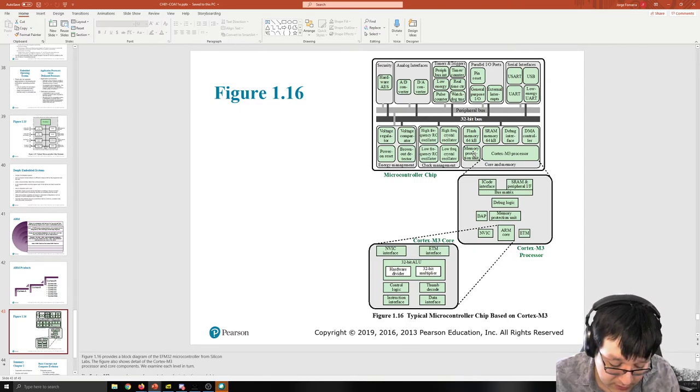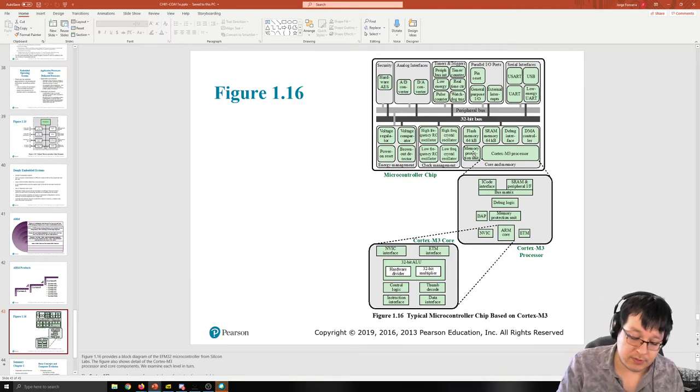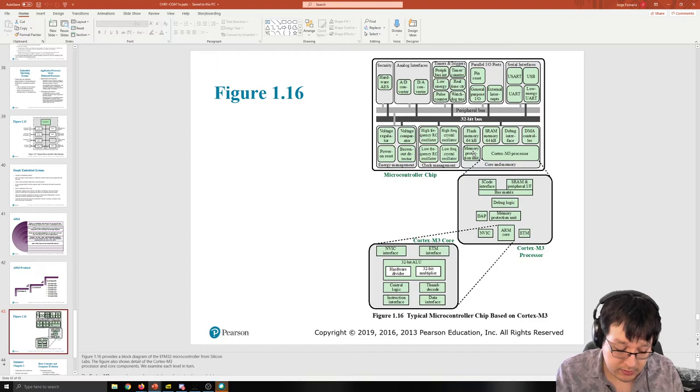MMU is the... what is it? Memory management unit. Yes. Which is something that, if you want to have an OS, you need to have a memory management unit. So, for example, it says that the Cortex R does not have MMU, so you can't use that for like an Android phone.